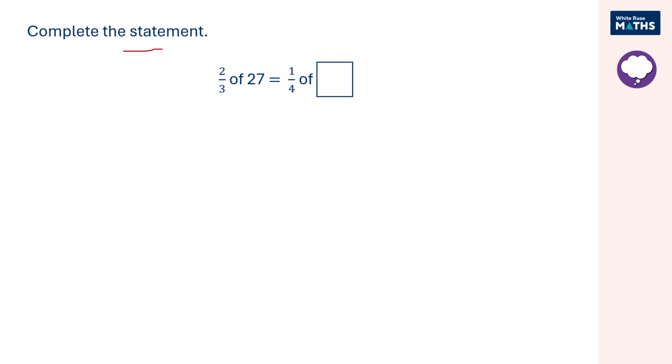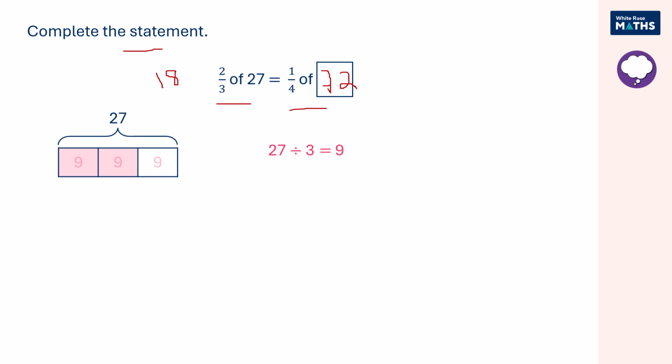Complete the statement. 2/3 of 27 equals a quarter of something. Well, 27 divided by 3 is going to be 9, times it by 2 is going to be 18. And then I'm going to do 18 times 4. So double it and then double it again. That's going to be 36, sorry, then 72. So it's going to be a quarter of 72 equal to 2/3 of 27. That's what I meant to say. Well done if you got that.